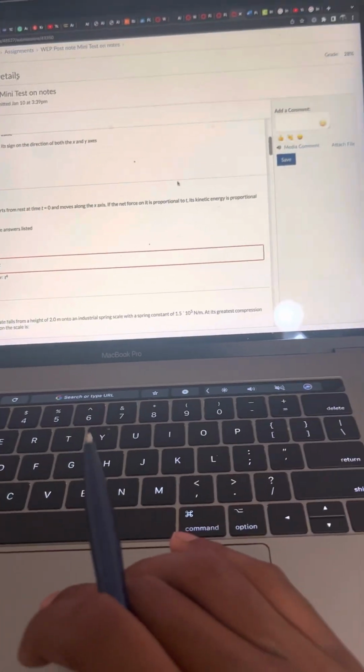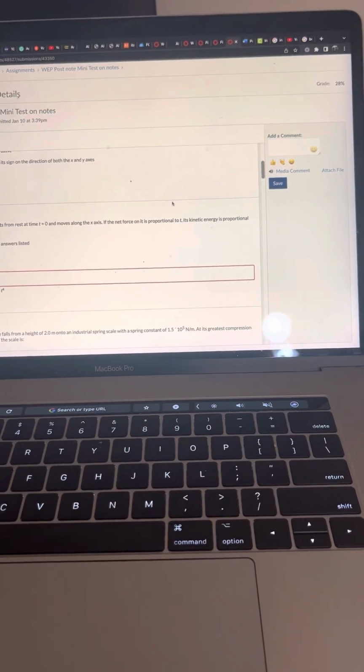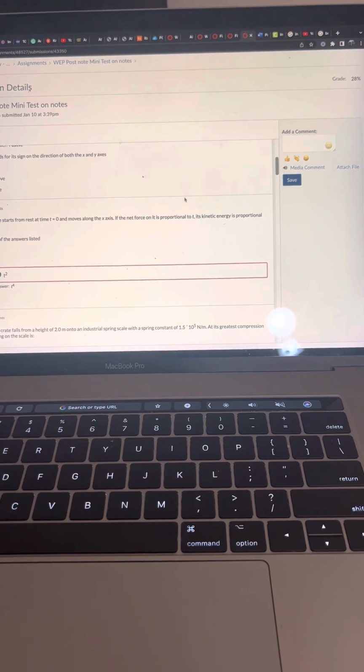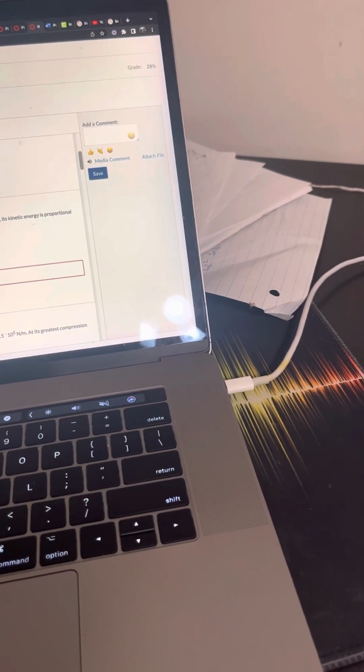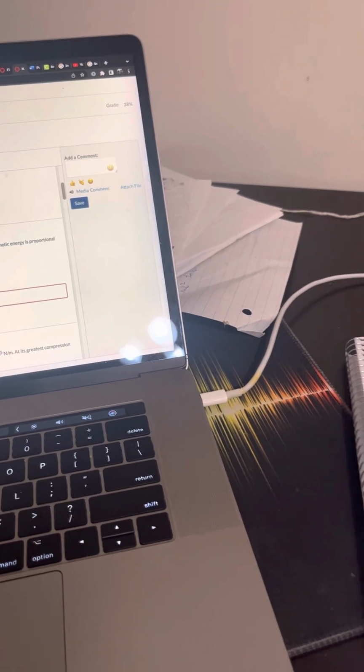A particle starts from rest at time t equals 0 and moves along the x-axis. If the net force on it is proportional to t, its kinetic energy is proportional to... The actual answer is t to the fourth, because if you integrate it, you get t to the fourth over 4, and you get t to the fourth. So we can go to number 3.